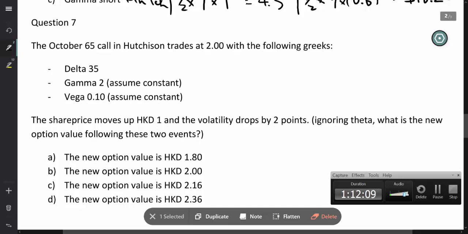The October 65 call is currently trading at $2 with these Greeks. So 35 delta, which means 0.35 actually, but never mind. Okay, gamma is 2, Vega is 0.1. So share price moves up $1 and volatility drops by 2 points. Ignoring theta for now, what is the new option value?